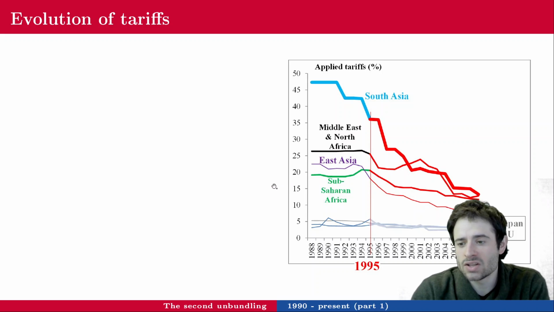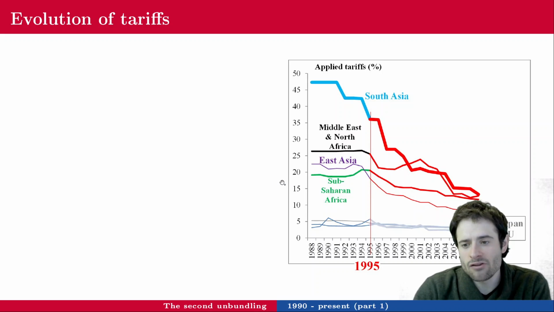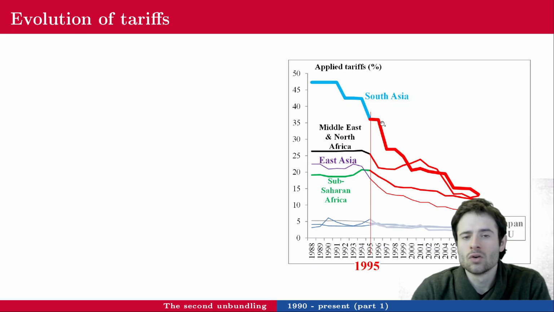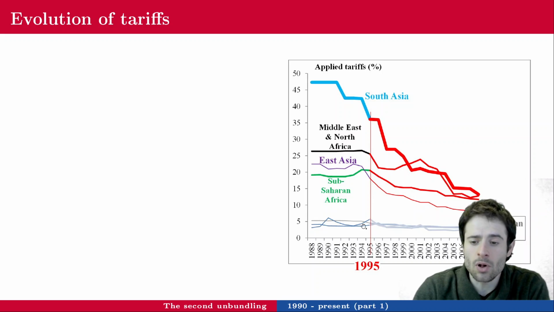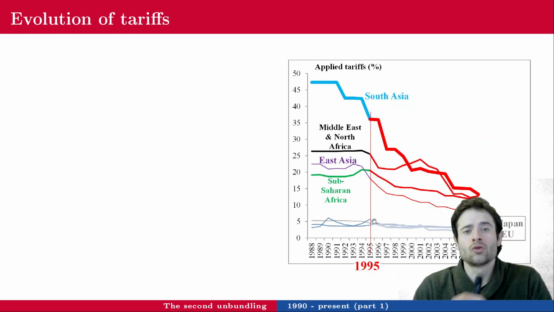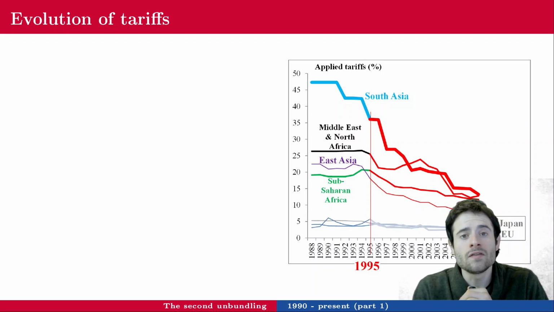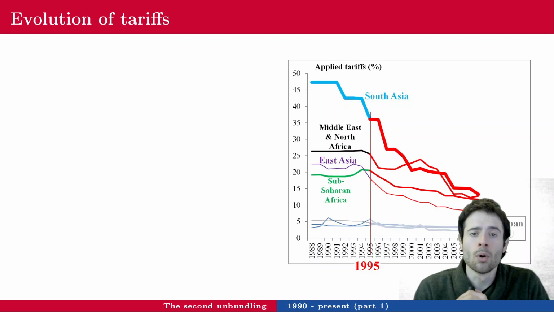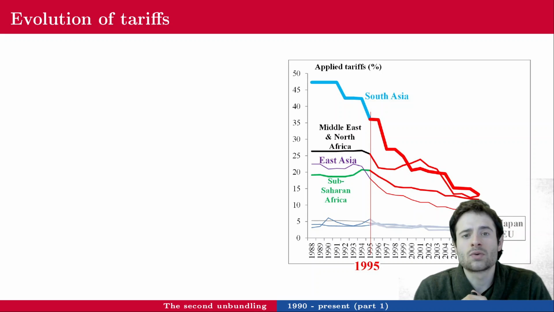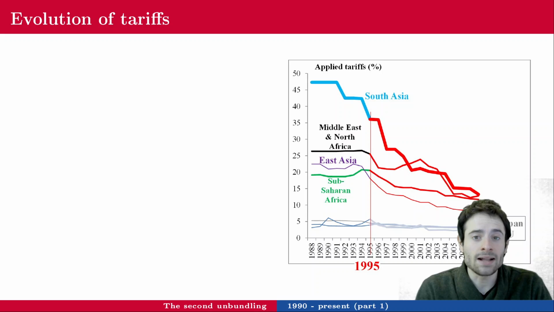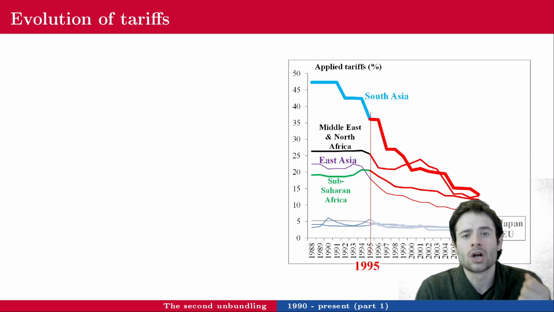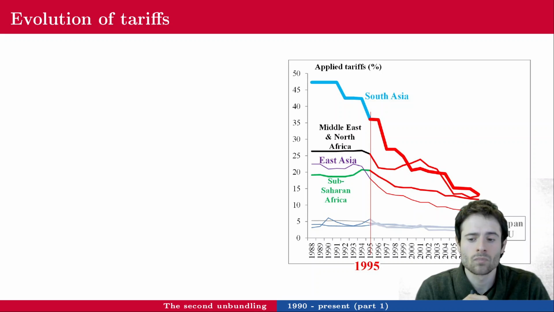At the same time, you can check the evolution of tariffs. Again, tariffs decreased overall pretty much everywhere. In particular, in what we call the South, as opposed to the North, where they were already small due to the first unbundling. We saw during the first unbundling, in particular between 1950 and 1990, after both world wars, that tariffs decreased a lot due to many GATT rounds, General Agreement on Tariffs and Trade. So we already knew that the North was doing trade.